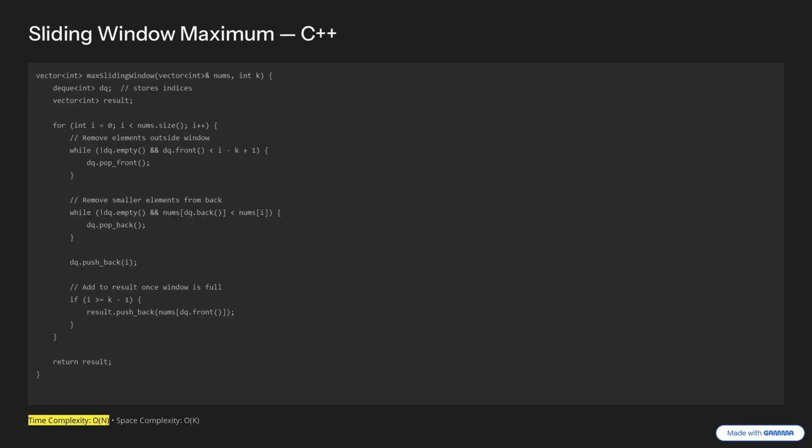In the C++ solution, we store indices in the Deque. Before adding a new index, we pop smaller values from the back. We also remove indices that fall outside the window. The front always gives the current maximum.